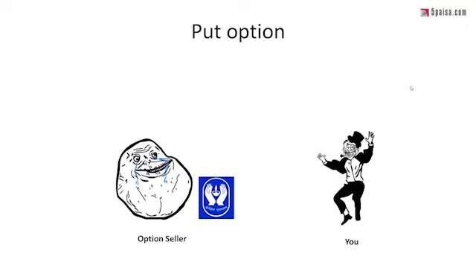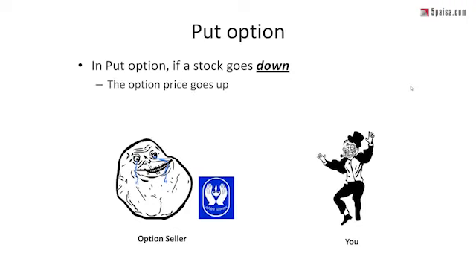Now let us look at put options. Again, we have come to the LIC example again. In a put option, if a stock goes down, the option price goes up and the buyer of the option makes money. So what is a put option? It's an option you buy when you think the market is about to go down. When you buy this option and the market goes down, the price of the option you bought will go up and the buyer makes money in this case.